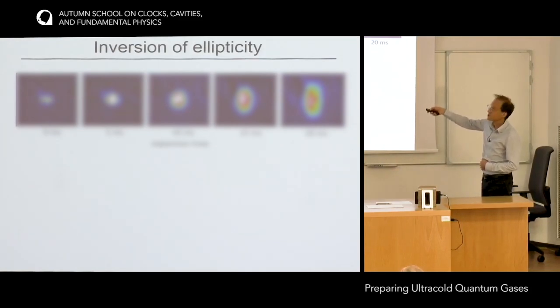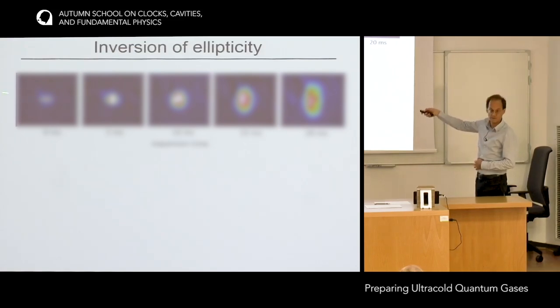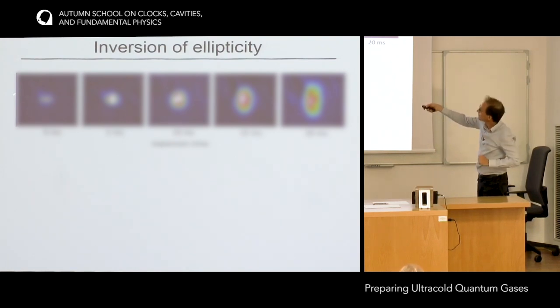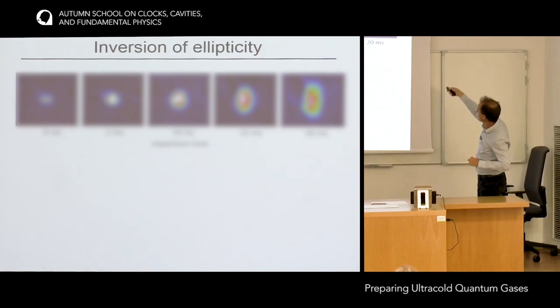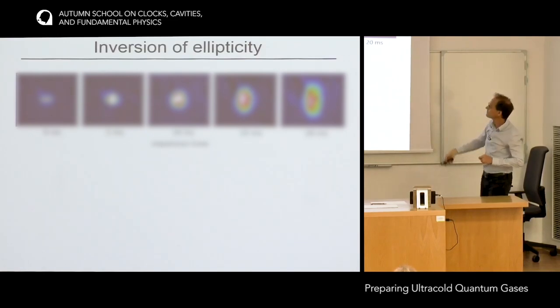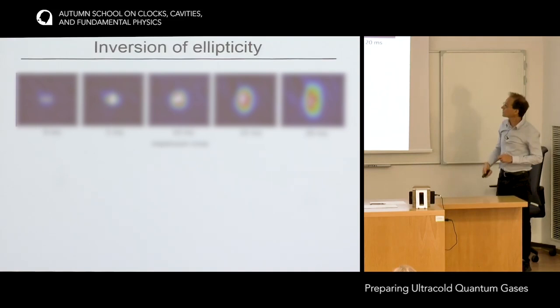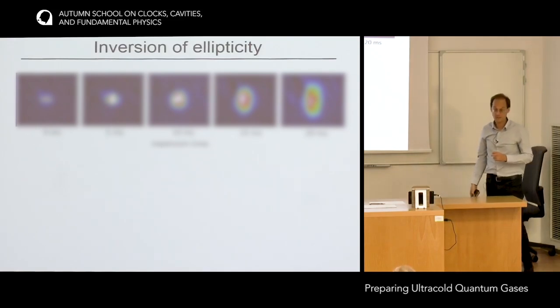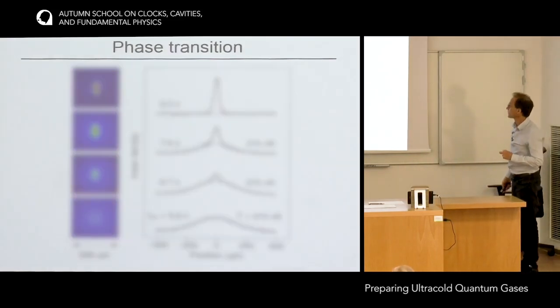This is an in situ image in the trap. Okay, our resolution of the imaging system isn't good enough to show you the real tiny height of the pancake, but yeah, you see the ellipticity is definitely different than after the expansion. So this is one big signature of Bose-Einstein condensate, one of the smoking guns.